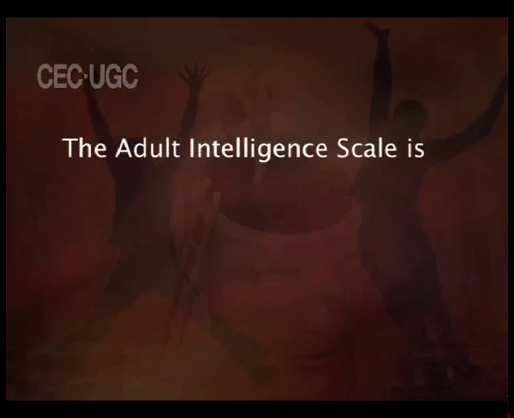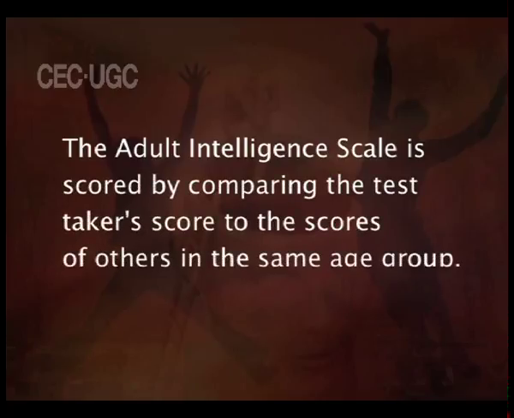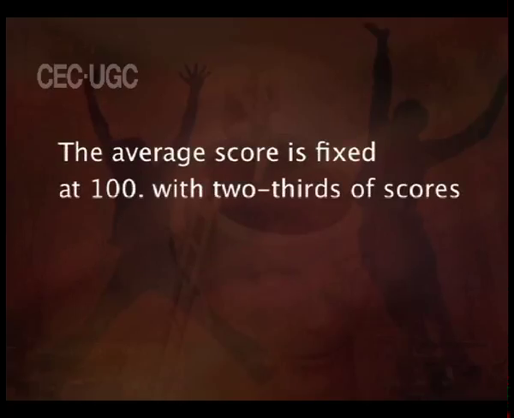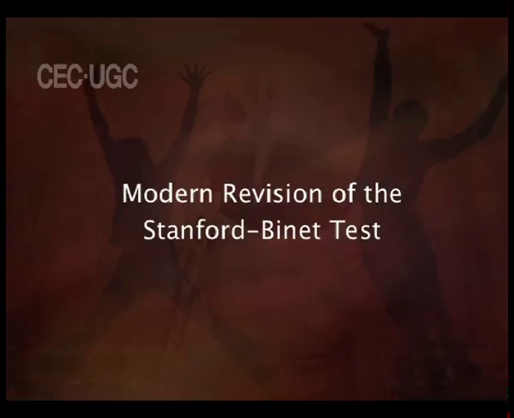The adult intelligence scale is scored by comparing the test taker's score to the scores of others in the same age group. The average score is fixed at 100, with 2/3 of scores lying in the normal range between 85 and 115. This scoring method has become the standard technique in intelligence testing and is also used in the modern revision of the Stanford-Binet test. Both the Stanford-Binet scales and the Wechsler scales are individual scales of testing intelligence.